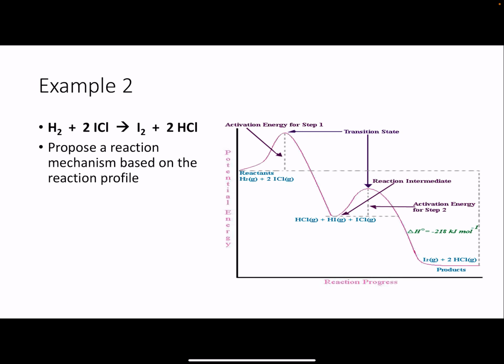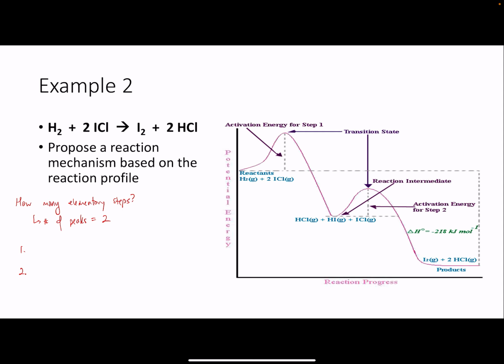So in our example here, we're asked to propose a mechanism based on this profile. Right off the bat, we're being told that this happens in more than one step. So what we want to know is how many steps. And remember, we call those elementary steps. So to determine that, the number of peaks, in this case it's 2, means that there's 2 steps. So we have reaction 1 and reaction 2.